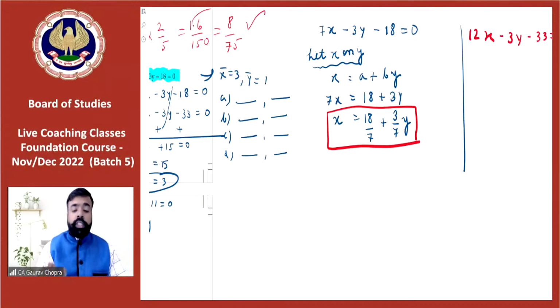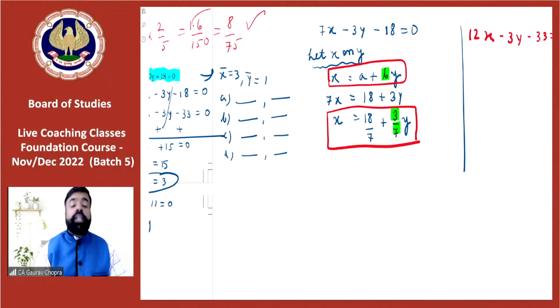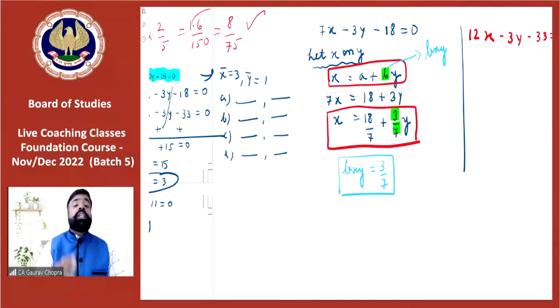Now, if we compare this with the standard equation, in place of A, 18 by 7 is written, and in place of B, 3 by 7 is written. So this B is nothing but the regression coefficient bxy. So here we can say that the value of bxy is 3 by 7. We have simply extracted the value of bxy.